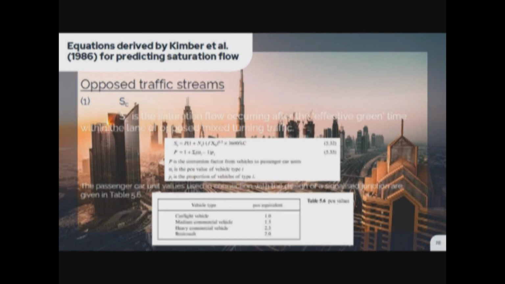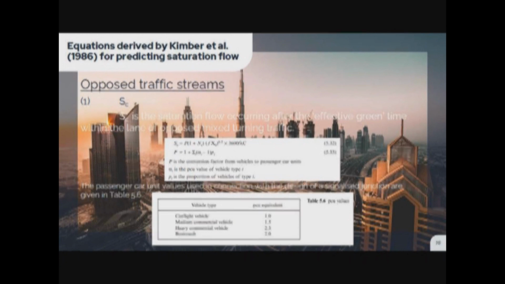So now we have S sub c. S sub c is the saturation flow occurring after the effective green time within the lane of opposed mixed turning traffic. So the difference between S sub g and S sub c is that S sub g is when the saturation flow occurs during the effective green time, while S sub c occurs after the effective green time.